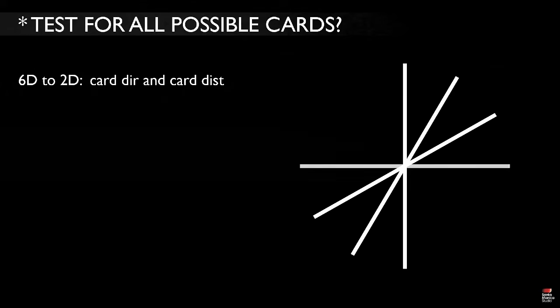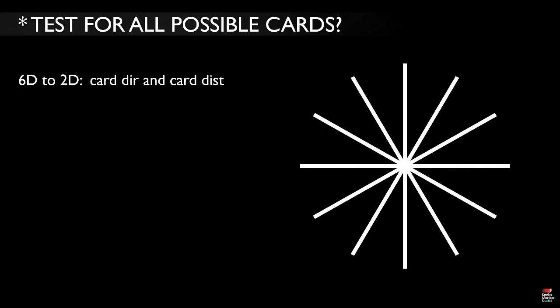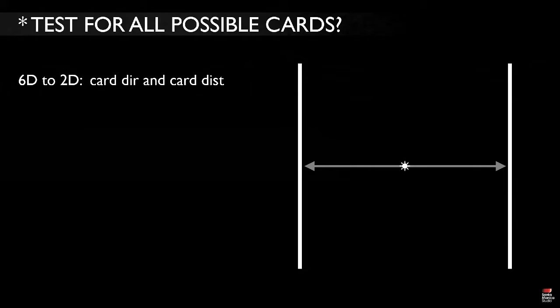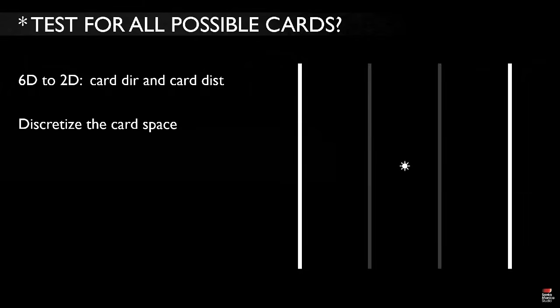So that's a lot of computation. How can this be faster? Well, the space of all cards is something like the 6-dimensional plenoptic function, but how can we reduce that to 2 dimensions? We reduce that to 2 dimensions: the direction the card faces, and how far it is from the center of the object. All other planes are redundant.